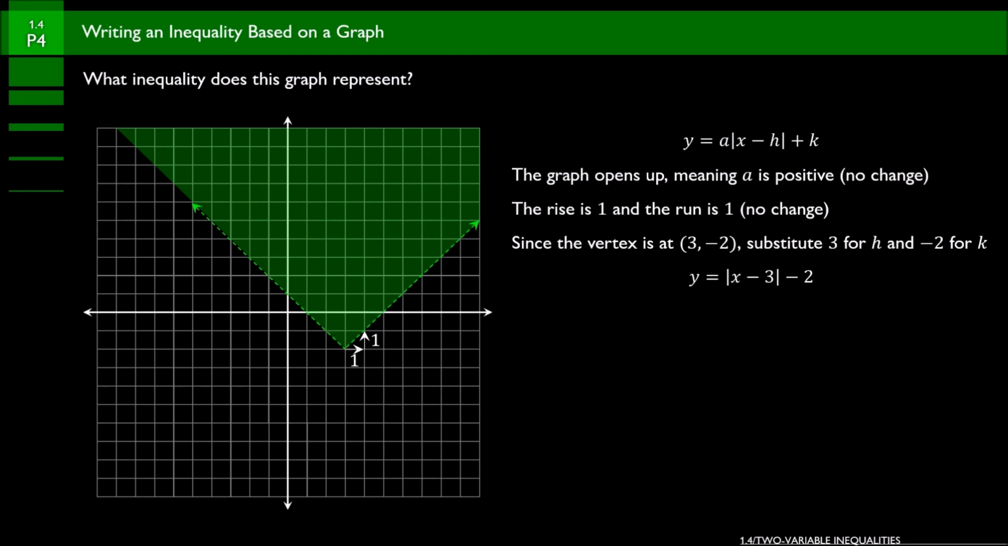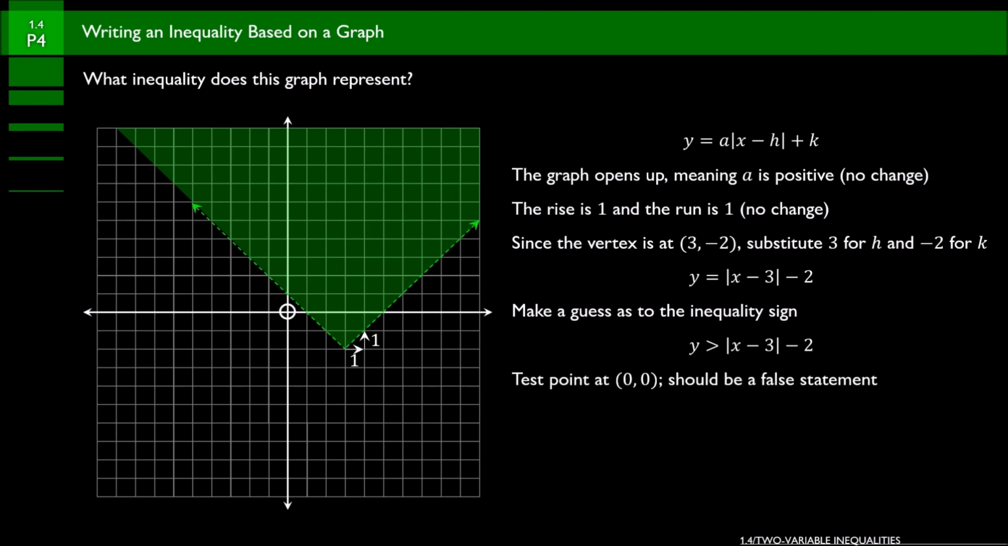Then we're going to take a guess as to the inequality sign. Since this is opening above the graph, I would guess that our answers are greater than that line. So we're going to try that out and see if we get a true statement when we do the test point. So we've got y is greater than the absolute value of x minus 3 minus 2. Now we choose a test point, and again 0, 0 is available, so let's use that. Now because 0, 0 is not in the shaded region, then what we should get as the result of working out the inequality is a false statement.